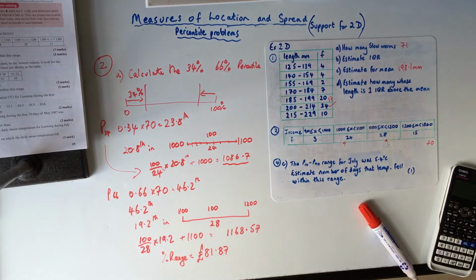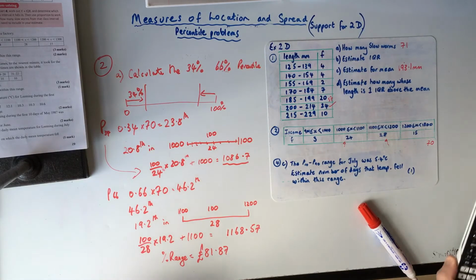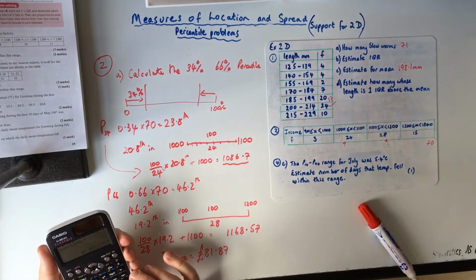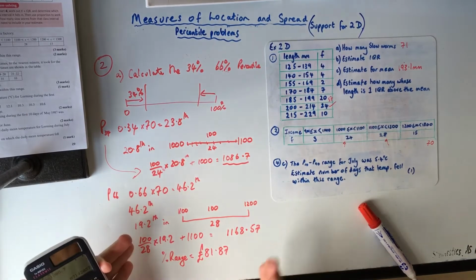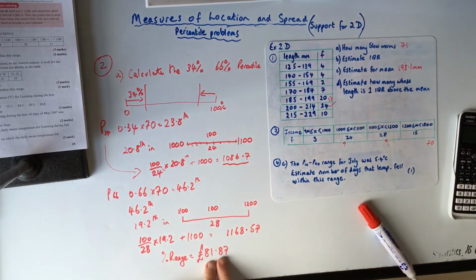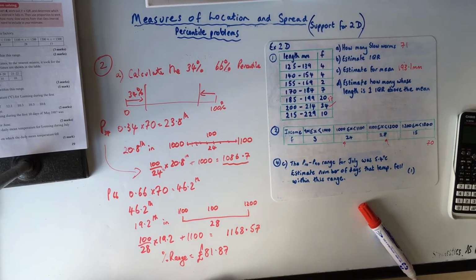That means that between 34 and 66, what's the gap between 34 and 66? 32. The middle 32% of workers have a monthly difference of £81.87 is effectively what this estimate is.